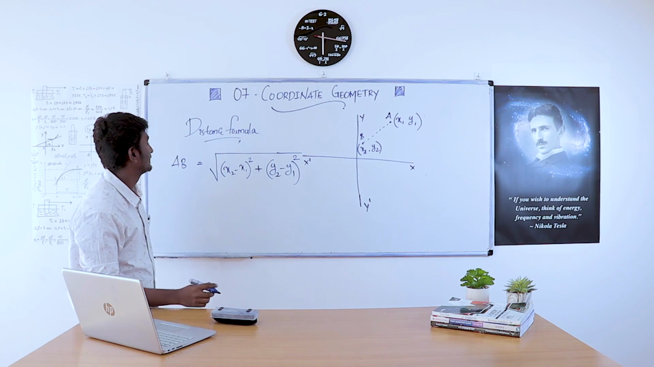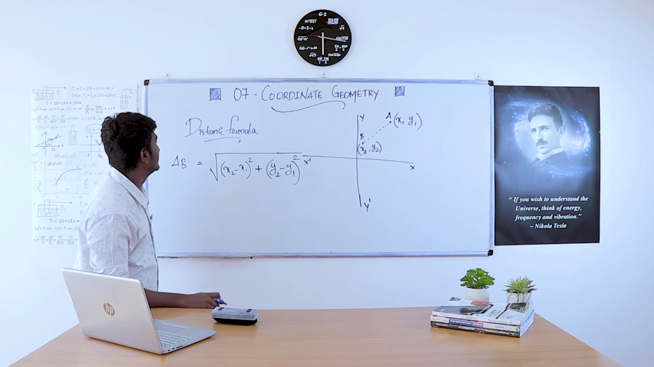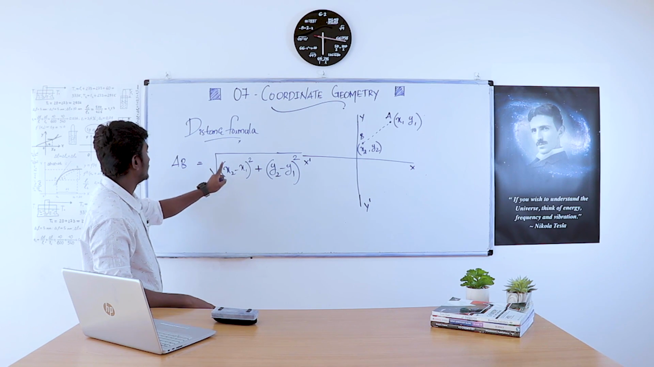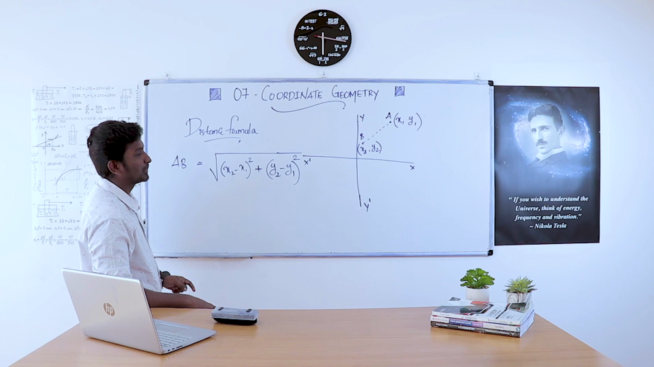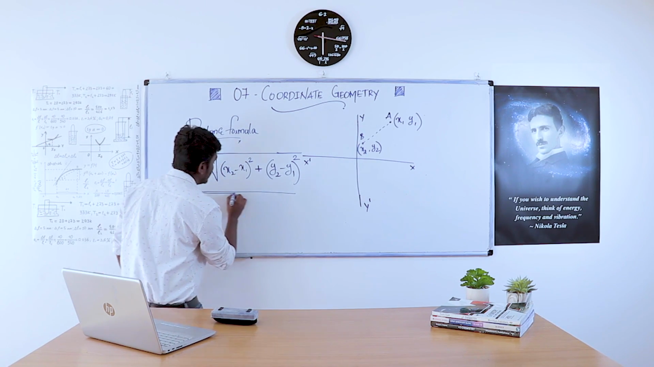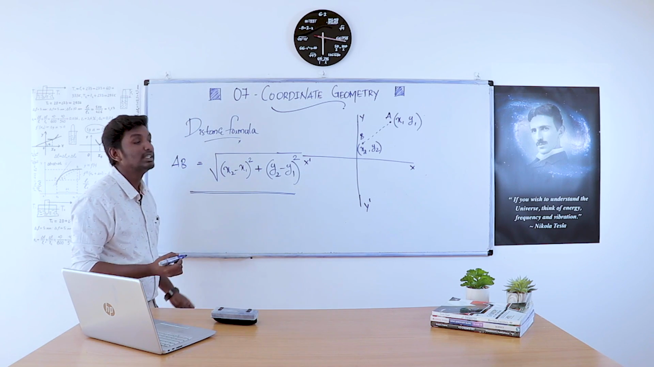This is the distance between 2 points: the root of x2 minus x1 the whole square plus y2 minus y1 the whole square. This is the distance between the points A and B. This is what is called the distance formula.